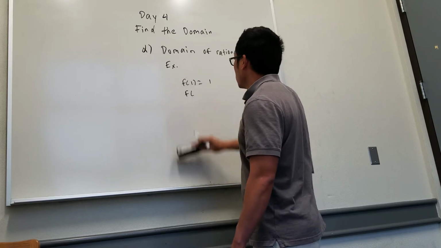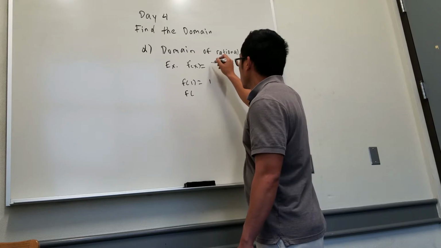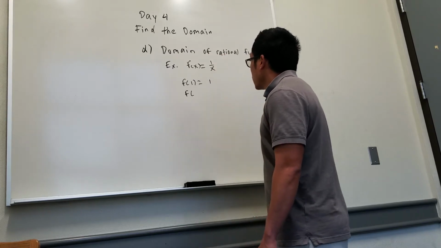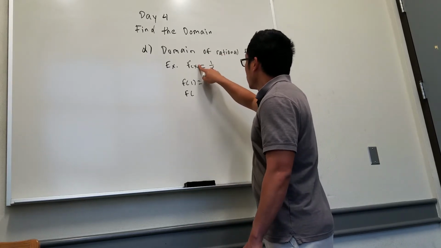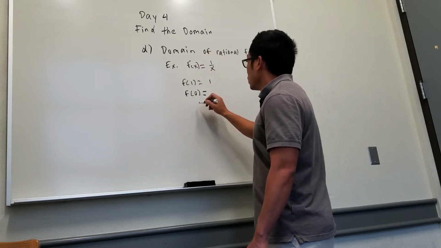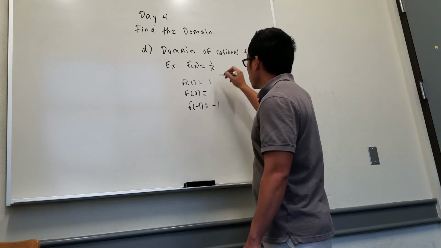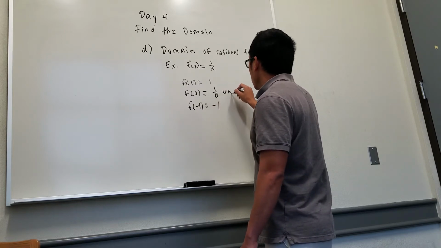So let me just erase it. Example, f of x is equal to 1/x, right? If I plug in f of 1, I'm going to get 1. How about -1? I get -1. If I plug in 0, I'm going to get 1/0. That's undefined.